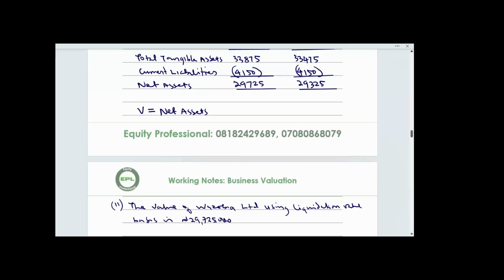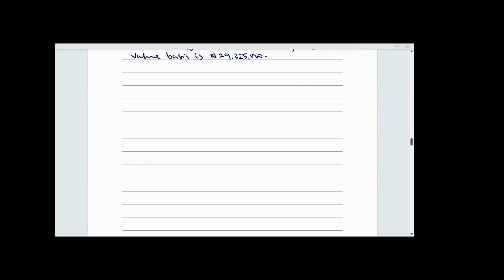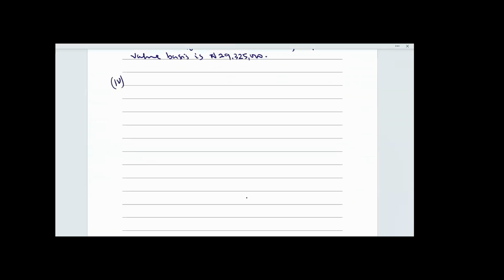All right. So we are moving to requirement number A4. The examiner is asking us to use dividend yield basis. So in this case, we said that the value of a company using dividend yield basis represents the market value or the present value of future cash flows discounted at dividend yield or cost of equity or rate of return on equity of the company. So, valuation using dividend yield basis.